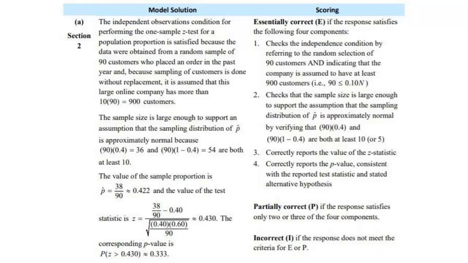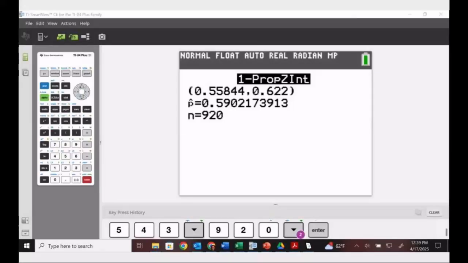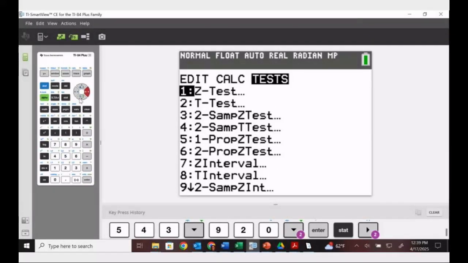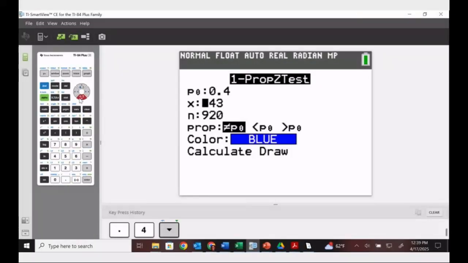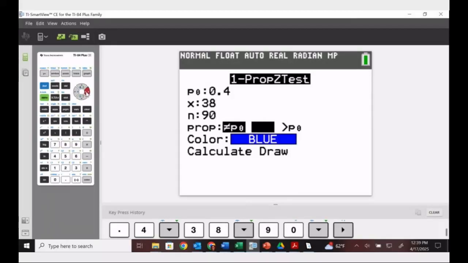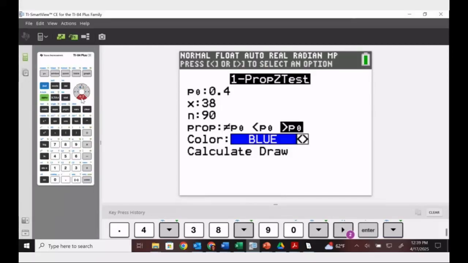Check and calculate made up section 2. And just like with the interval, we can do a test. So you would go to stat, arrow over to tests. We want the one prop z-test, number 5 right here. The null hypothesis was 0.4. The x value, this was 38 people, I want to say it was 38 out of 90, that ordered. Our alternative hypothesis is that it was greater than 0.40.